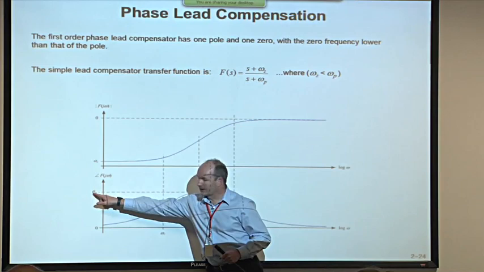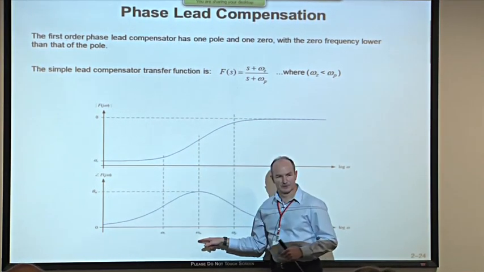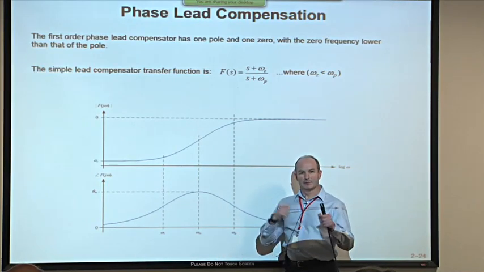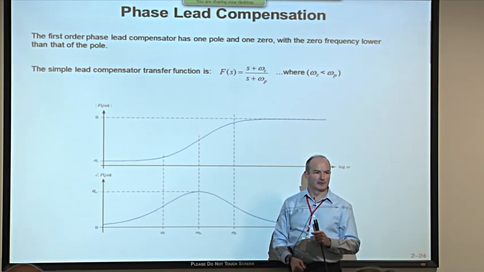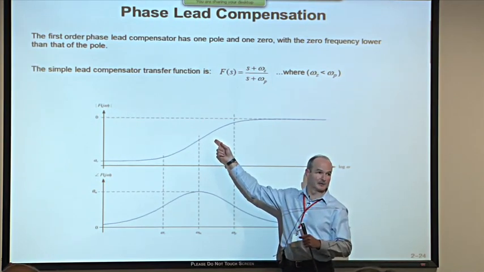That's the parameter called phi m, let's call it. I want that amount of phase lead and I want it at this frequency, omega m. And what we'll do is we'll design a compensator to those parameters and we'll find that it's wrong. We didn't get what we expected. Why not? Well, because we forgot about the gain that happens up here.